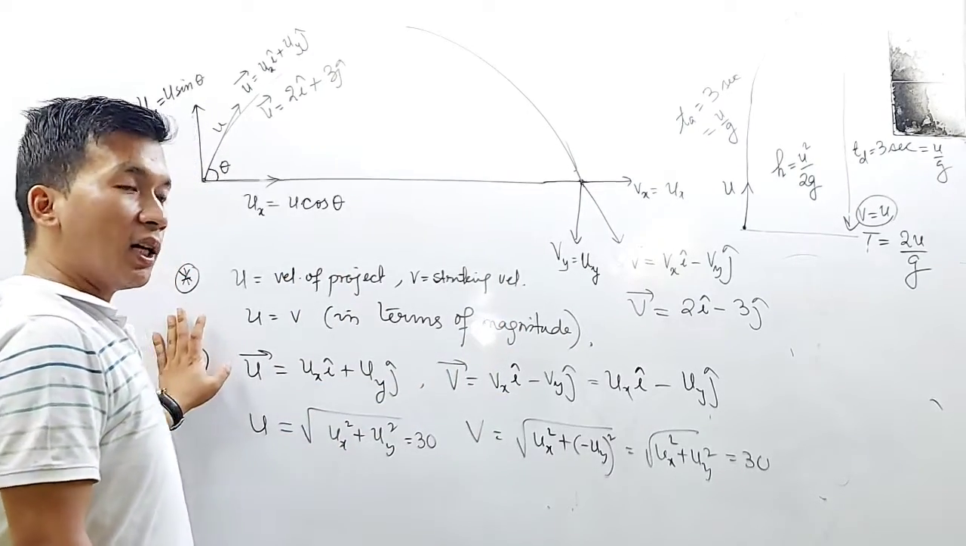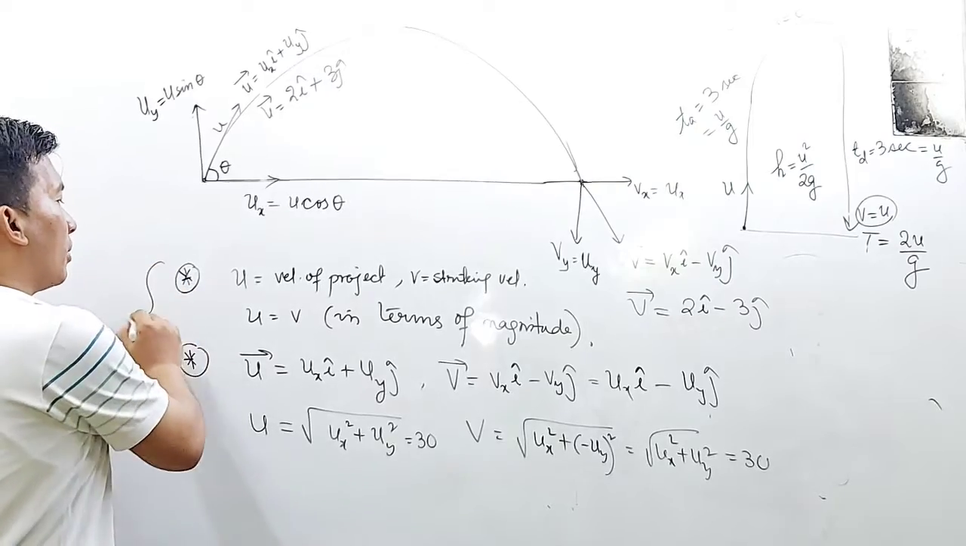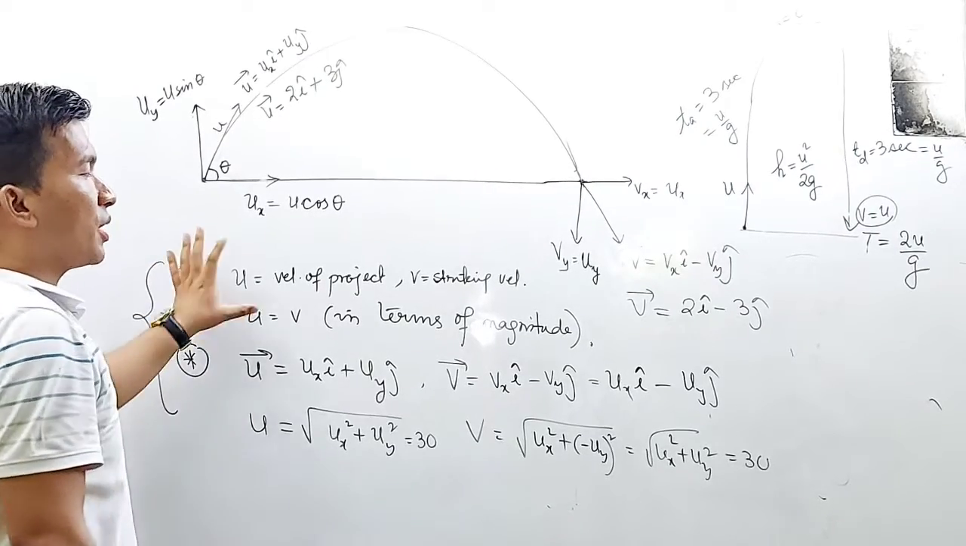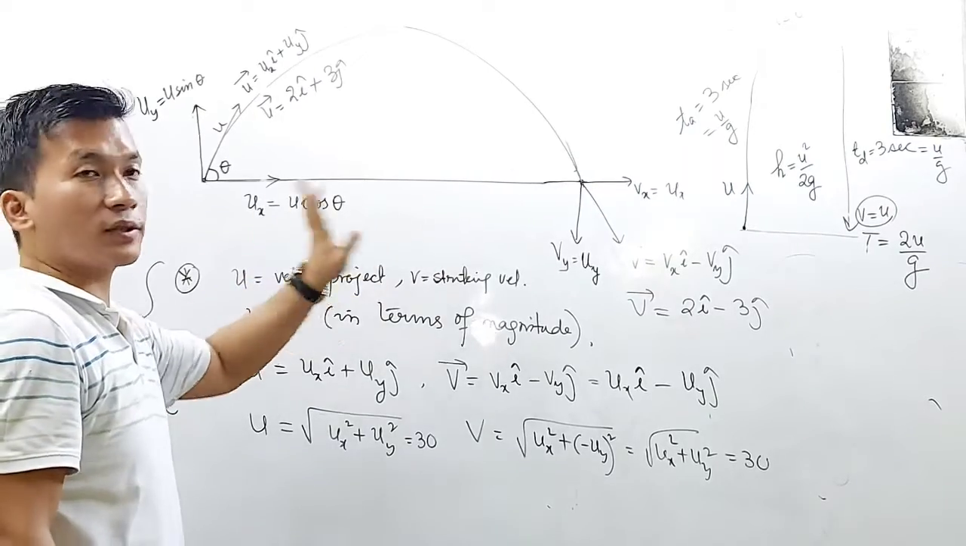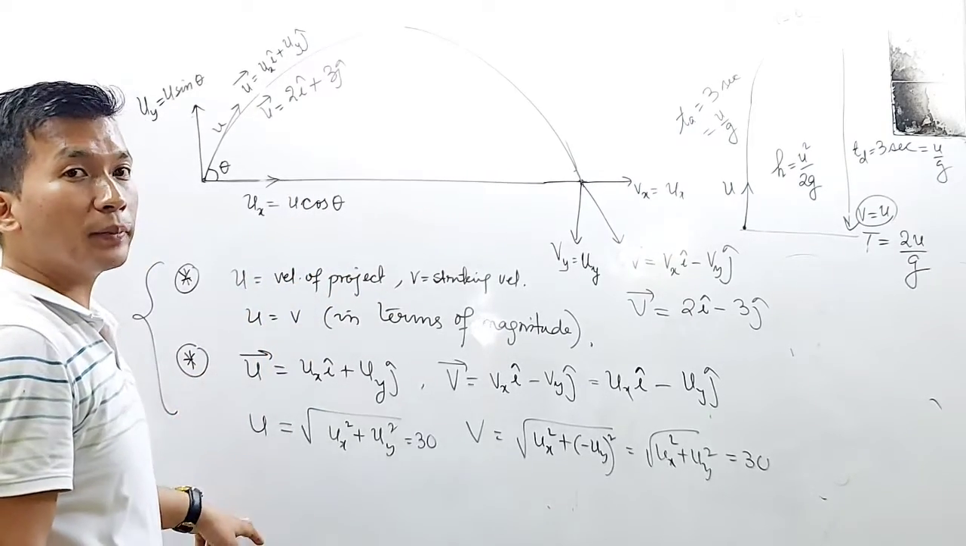So we discussed the striking velocity, point number 1 and point number 2, about velocity of projection and striking velocity in terms of magnitude and in terms of vector notation.